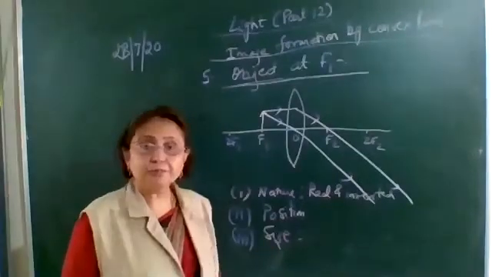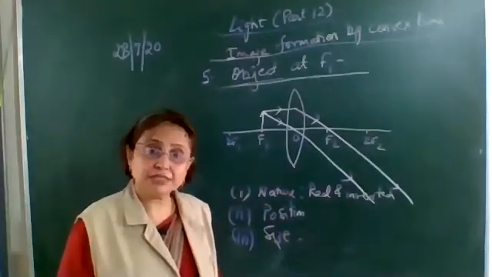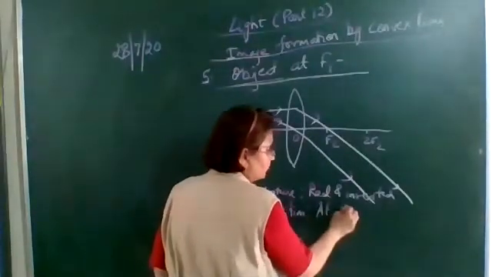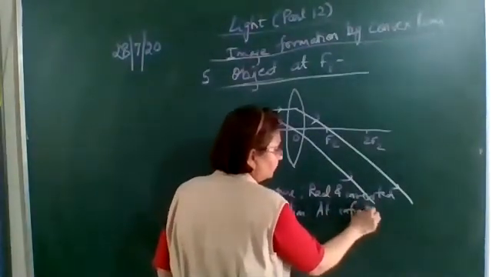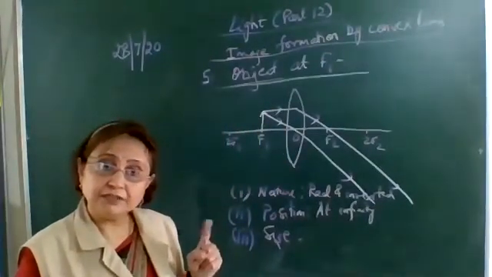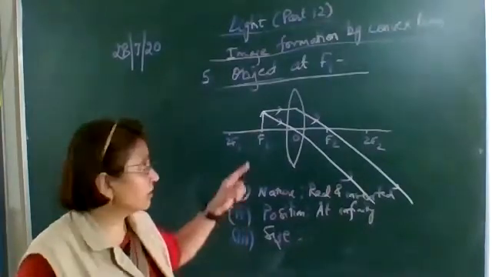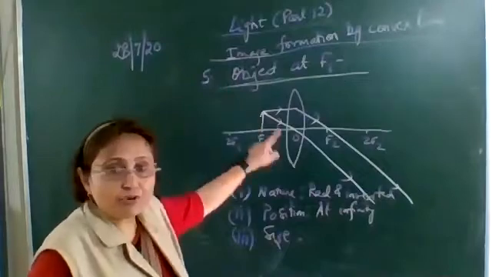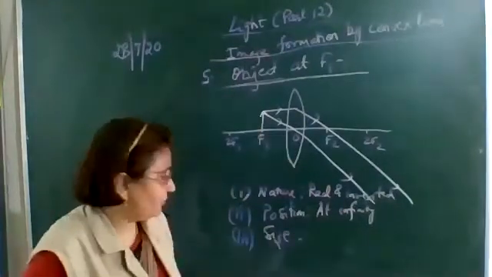The second point, position of the image. Where is the image formed? At infinity. When we place the object at infinity, the image is formed at focus. This is just vice versa: when the object is at focus, the image will be formed at infinity.